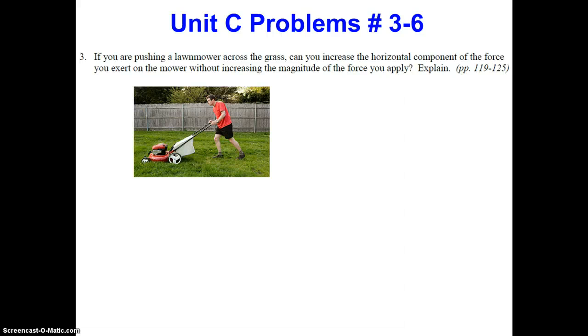Problem 3: if you are pushing a lawnmower across the grass, can you increase the horizontal component of the force, that would be the Fx component, you exert on the mower without increasing the magnitude of the force you apply, and explain. What we're going to do on this diagram of this man pushing the mower is draw the force directed along the handle and talk about the two things that that force does from a component standpoint.